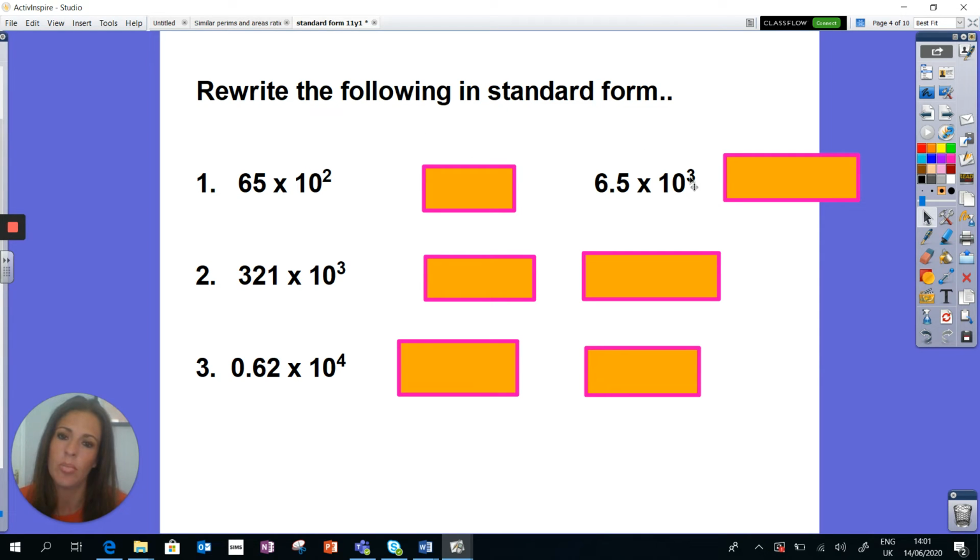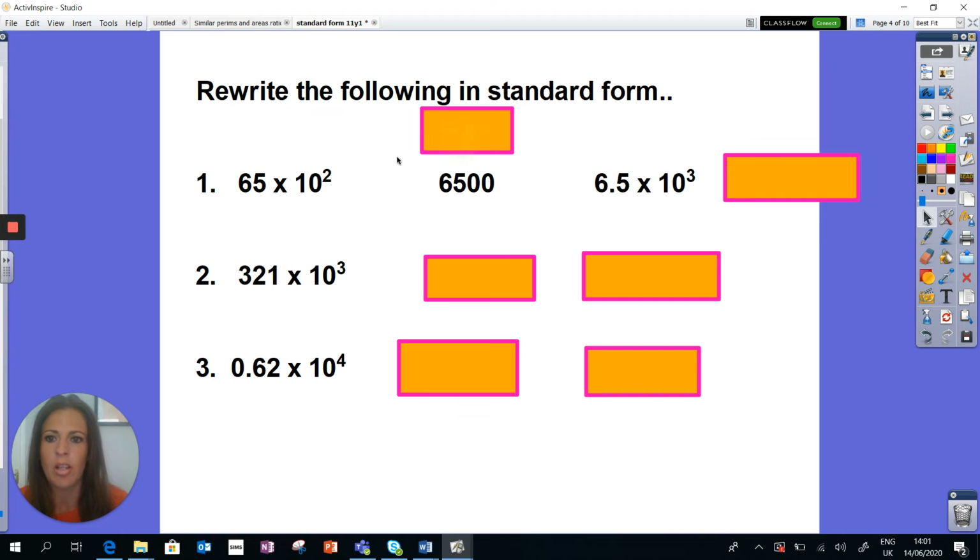And if you're not sure why, you might need this middle step of thinking what is 65 times 100, in this case 10 squared. That's 6,500. And then putting 6,500 into standard form in the simple way that we did before. So it's up to you if you're going to need 2 steps, or if you think you can manage just the 1 step, brilliant, 1 step.